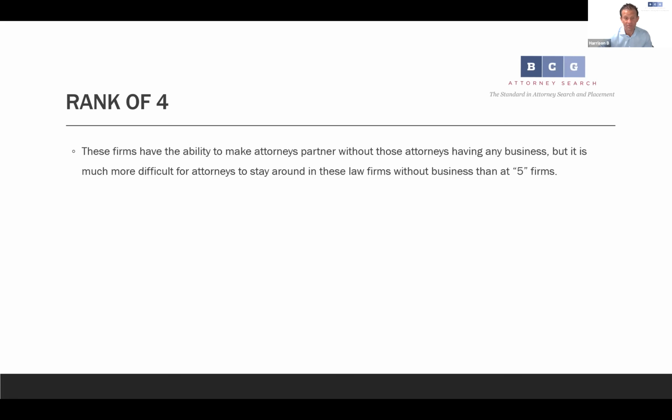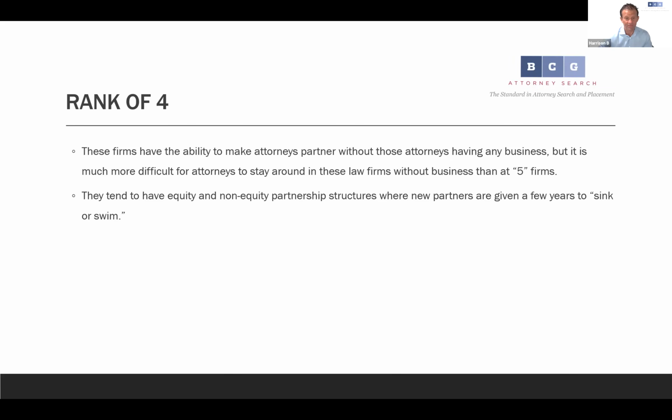And then these firms, like your 5 firms, have the ability to make people a partner without any business. But if you don't have business with these firms, they're typically not going to want to keep you around. They have the ability to, but they typically won't. And they tend to have 2 tiers of partnership. So a lot of your 5 firms may just have one type of partner, but your 4 firms will have equity partnerships and non-equity partnerships, and if the attorney doesn't make partner within a couple of years, they may push them out. You just never know.